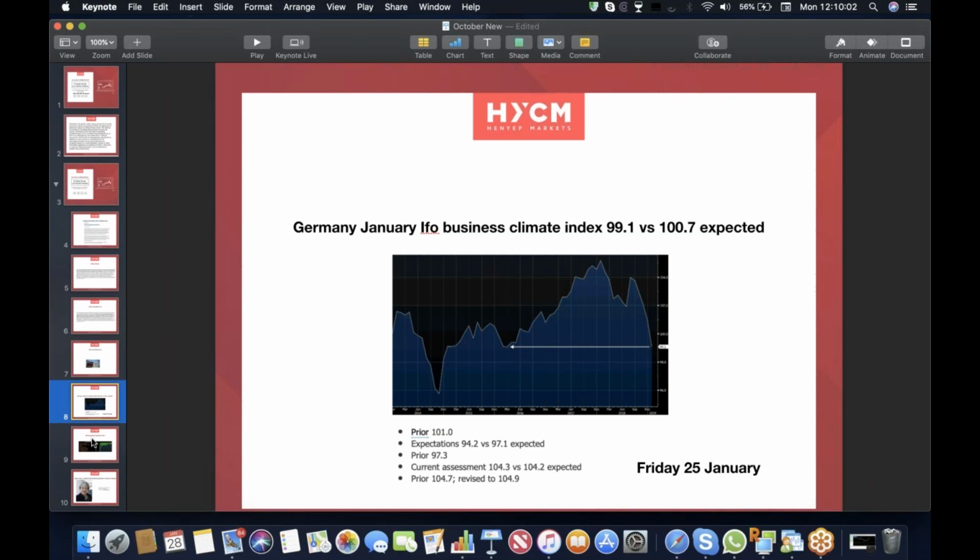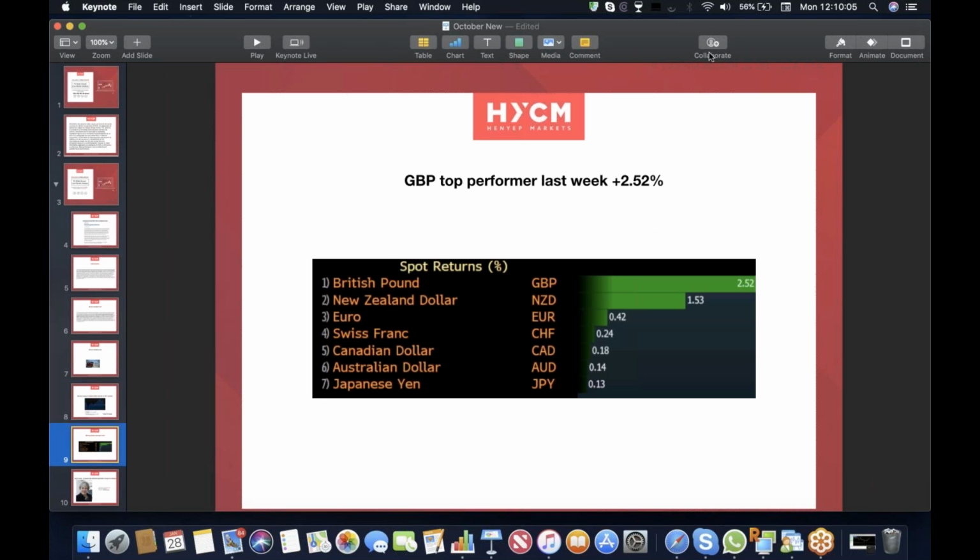Now, the star performer at the end of last week was the pound. The pound rallied nearly 2.52% against the US dollar, and the reason for the pound rallying so much was that the market was pricing out the prospect of a Great British no deal with the Eurozone. That is what all this appreciation in the pound has been.